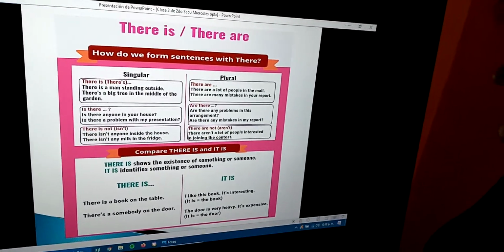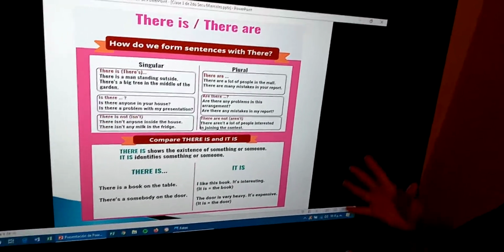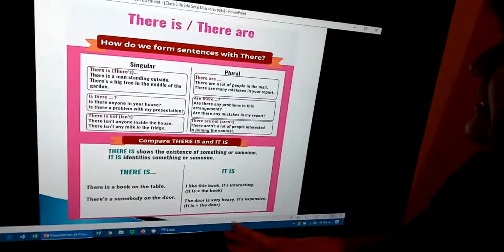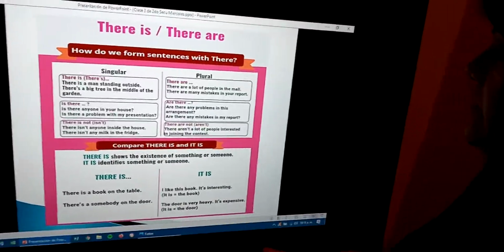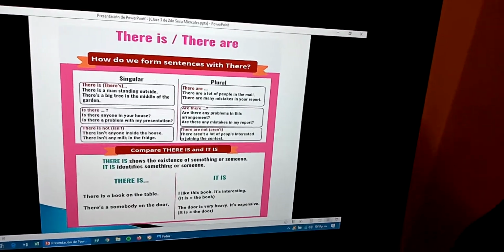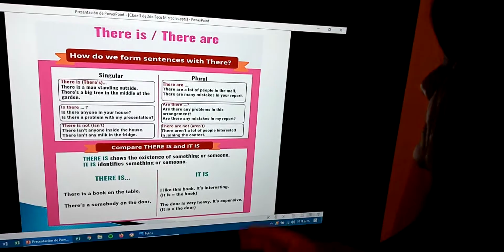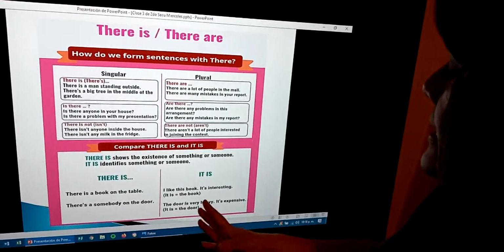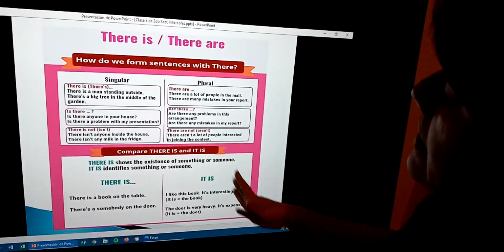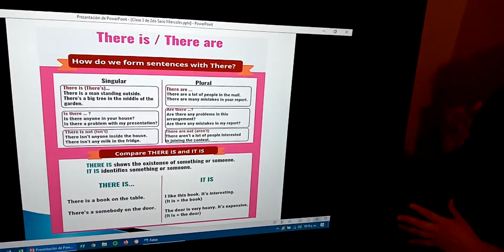Next, "it is." I like this book. It is interesting. "It" is the book. Next: the door is very heavy. It is expensive. "It" is the door. See, this is comparing "there is" and "it is." Okay?